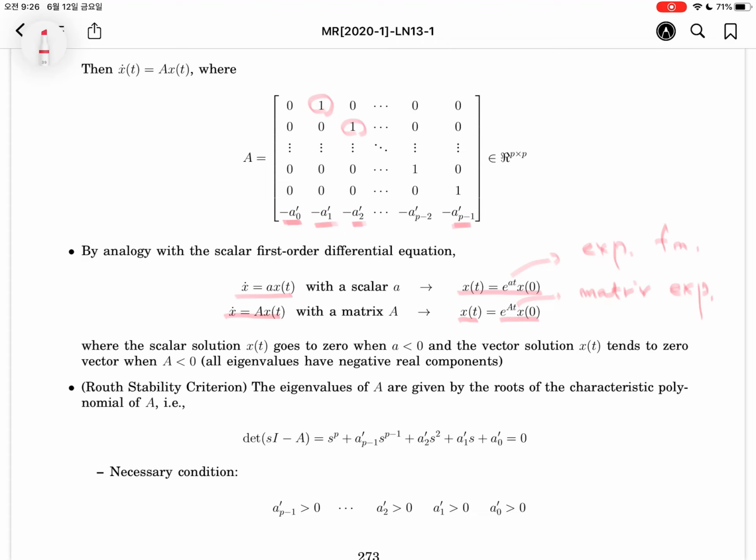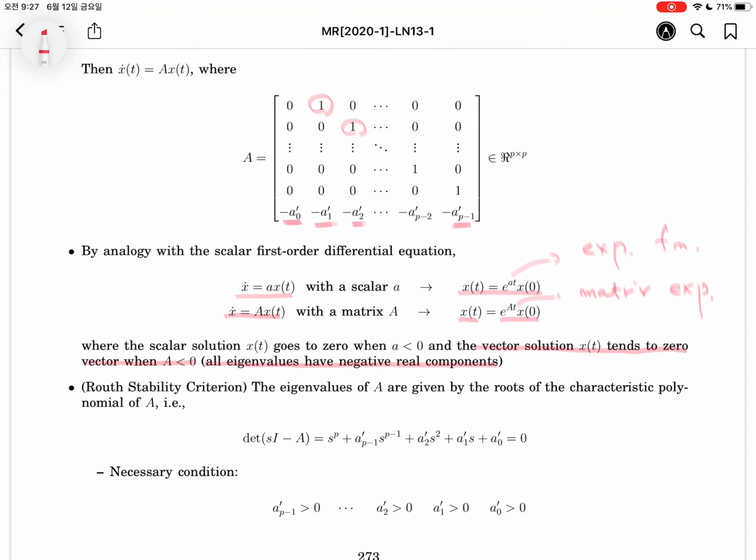Okay, in order for the state to converge, A should be negative. In the case of a matrix, the eigenvalues of A should be negative, so a negative real part should be contained in this matrix A. So the vector solution x(t) tends to the zero vector when A is negative definite. It means all eigenvalues have negative real components.